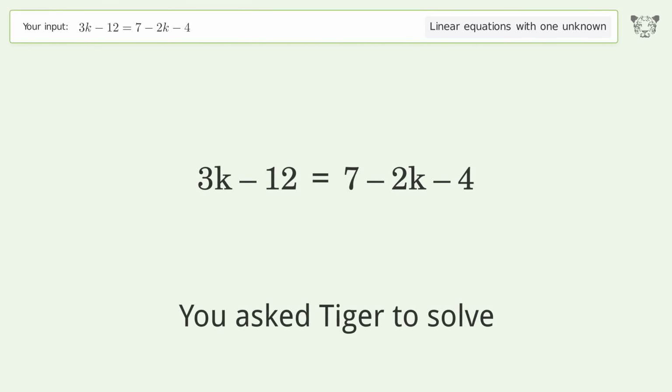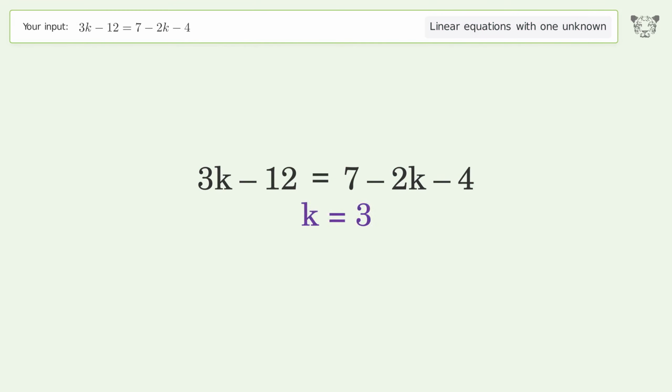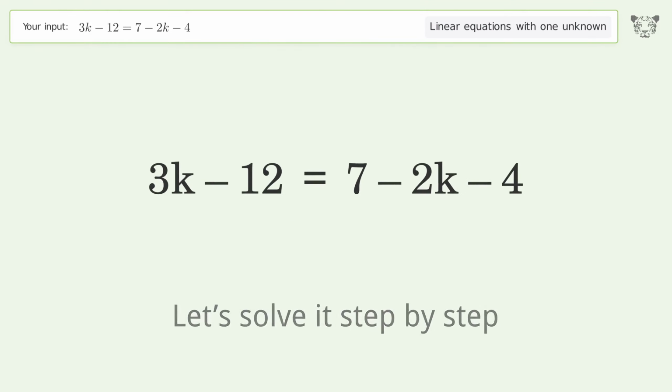You ask Tiger to solve. This deals with linear equations with one unknown. The final result is k equals 3. Let's solve it step by step.